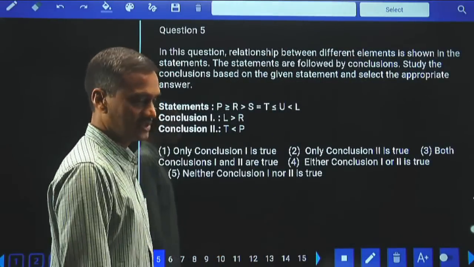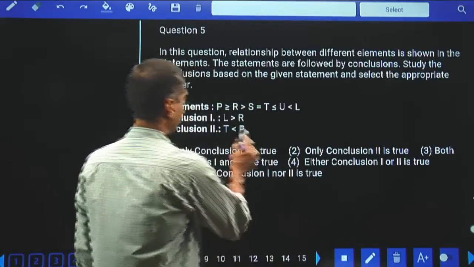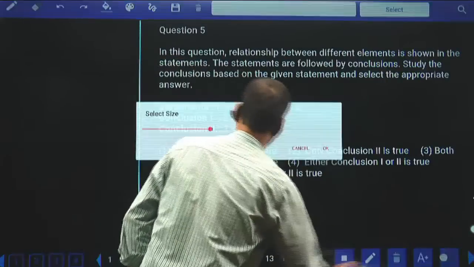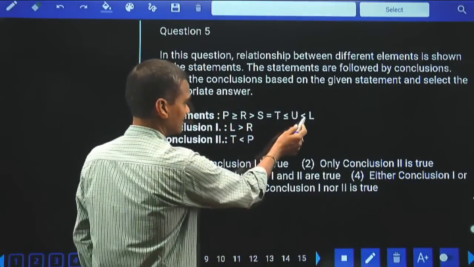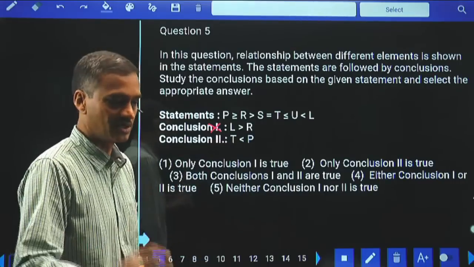Now in question number 1, the relation between P and L and R. L and R, L is here, R is here. Now between R and L, if you observe here, there are two opposite symbols, greater than, lesser than. Two opposite symbols, no relation can be drawn, hence first conclusion cannot be drawn.